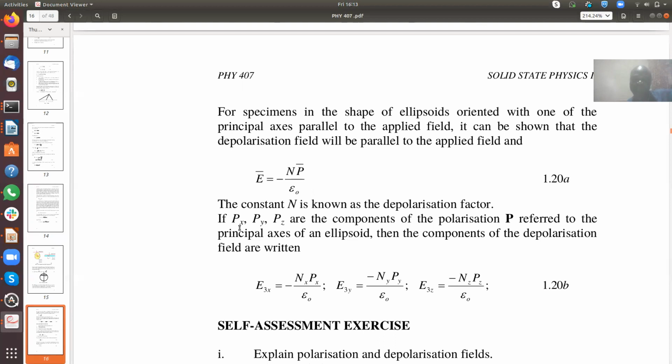So if Px, Py, Pz are the components of polarization along x, y, and z, which refer to the principal axes of that ellipsoid, then the components of the depolarization field are written as follows. So this is E3 along x, along y, and along z.